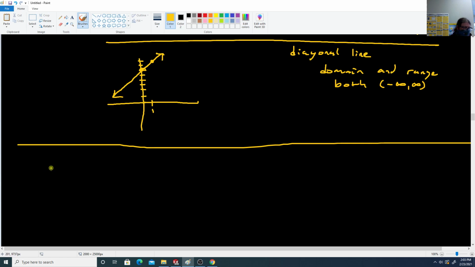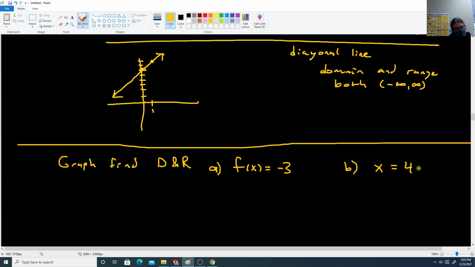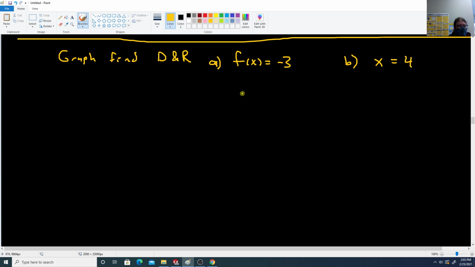So next they want us to graph and find the domain and range. They give us the function f of x equals -3. And I'm going to combine this with another thing. We'll say part A, f of x equals -3, and part B, the equation x equals 4. If you have f of x equals a number, this is going to be a horizontal line. And if you have just x equals a number, that's going to be a vertical line.